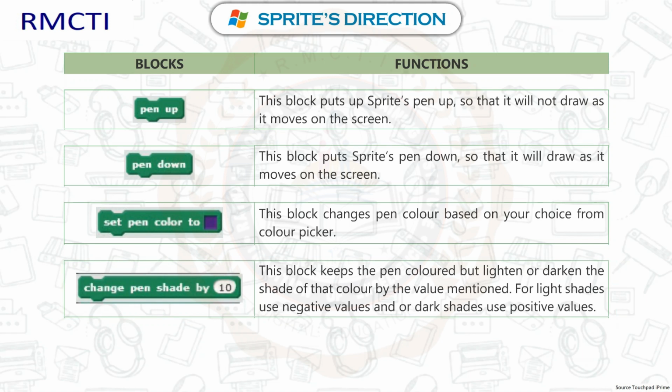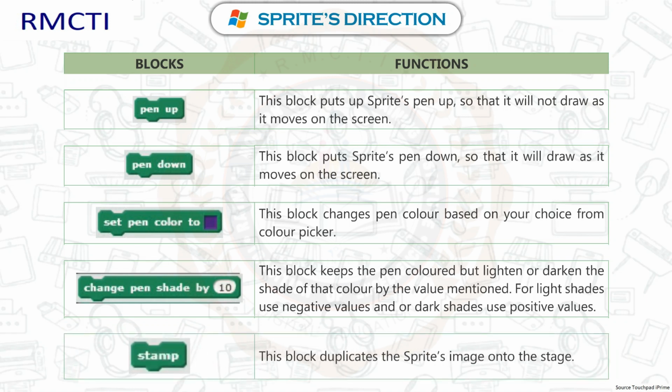This block keeps the pen colored but lightens or darkens the shade of that color by the value mentioned. For light shades, use negative values and for dark shades, use positive values. Stamp. This block duplicates the sprite's image onto the stage.